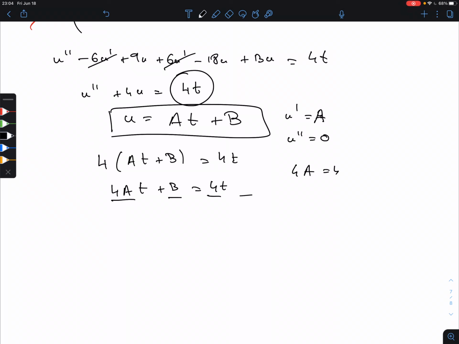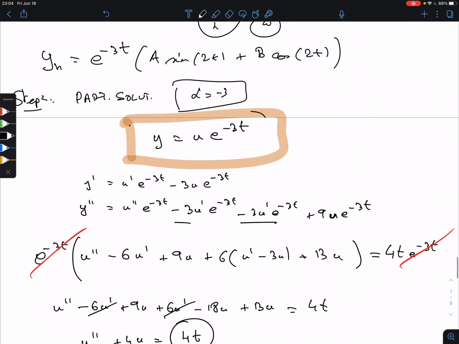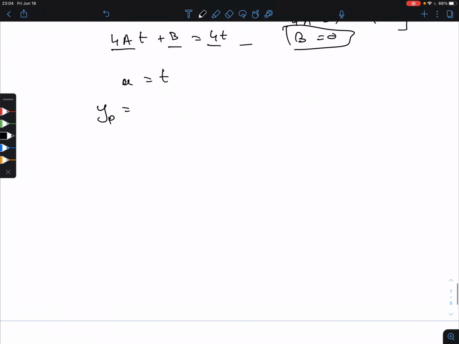And these two, well, there's nothing here, is 0. So a is 1, b is 0. That's possible. Nobody has said that this cannot happen. So our u, in other words, u is just t. That's the solution? No. The particular solution is, remember, this boxed guy: t e^(-3t). So that's our particular solution.